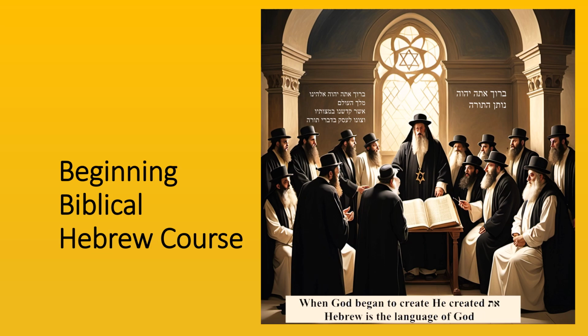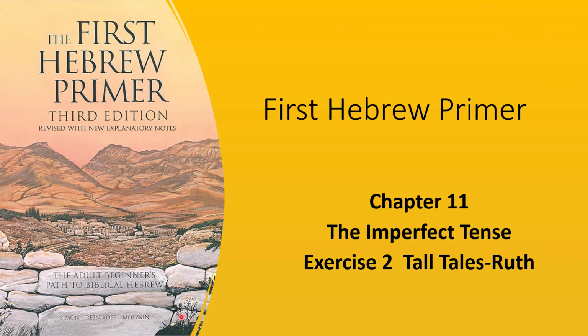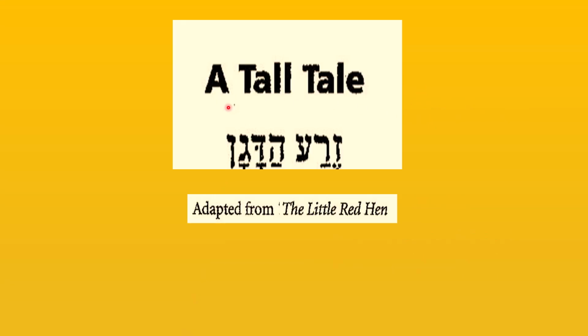I'm Tom Averna. This is the Beginning Biblical Hebrew course. We are wrapping up chapter 11 as we take a look at Tall Tales and the book of Ruth in our exercises today. This is all from the First Hebrew Primer, 3rd edition, as your textbook for the class. And the tall tale for this chapter is Tzerah Ha-Dagan, the seed of grain, adapted from the Little Red Hen.